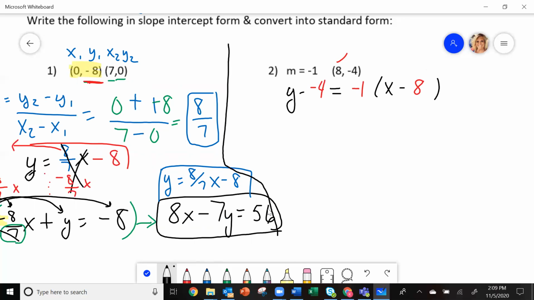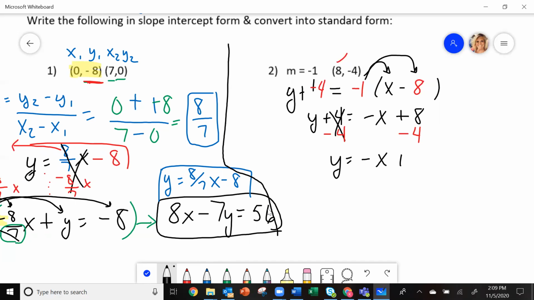So to rewrite this, to put it into slope-intercept, minus and negative changes to plus. So I get y plus 4 equals. Then I'm going to multiply. -1 times x, -1x. -1 times -8 is a +8. We're still not done. You need to move this 4. We need to subtract 4 from each side. These cancel, and I get y equals -x plus 4. This is my equation in slope-intercept form.